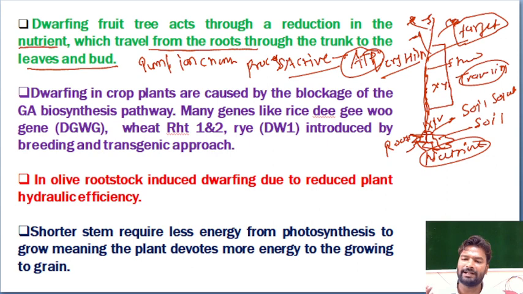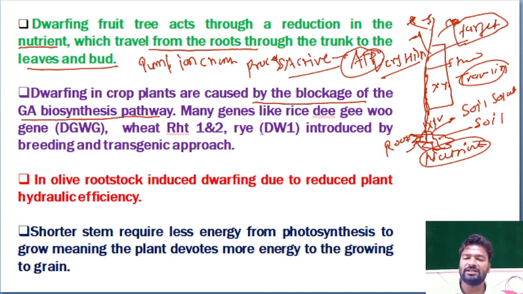So if a plant has more height, then more ATP is needed to transport these ions. If by the dwarfing process we reduce the plant height, then there will be an increase in the efficiency of nutrients. Dwarfing in plants is caused by the blockage of the GA biosynthesis pathway.